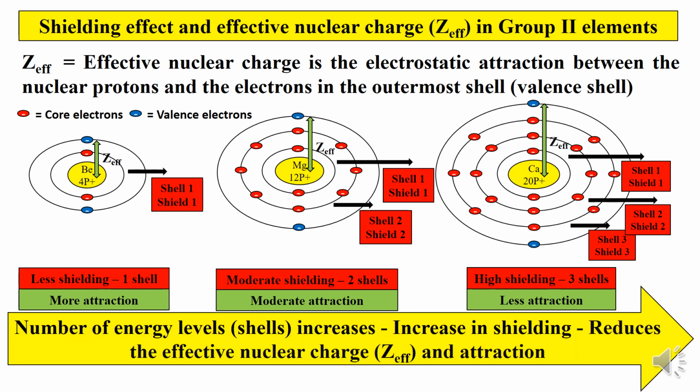Now finally, to summarize, the shielding effect and effective nuclear charge in group 2 elements. As the number of energy levels or shells increases in group 2 elements, there is a corresponding increase in shielding, and as a result, this reduces the effective nuclear charge, and the end result is the electrostatic force of attraction between the protons and the valence electrons is reduced.